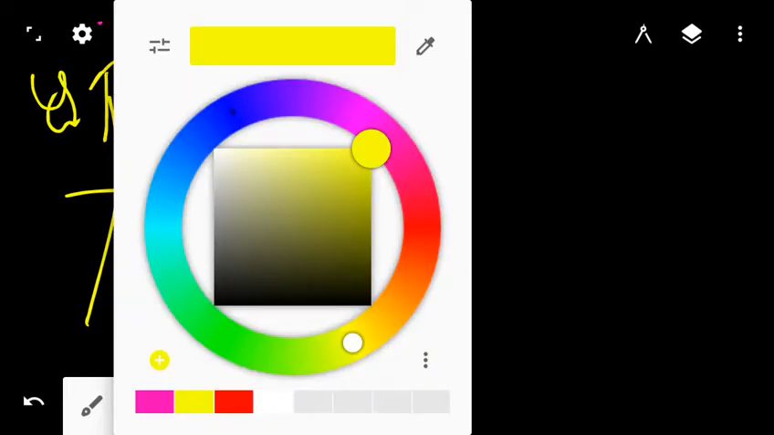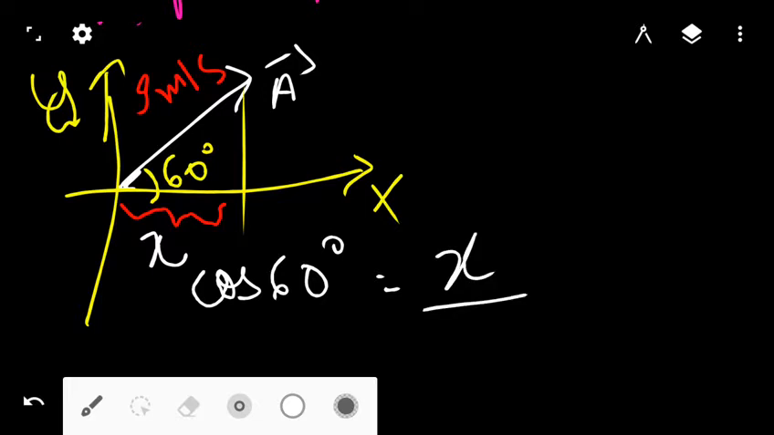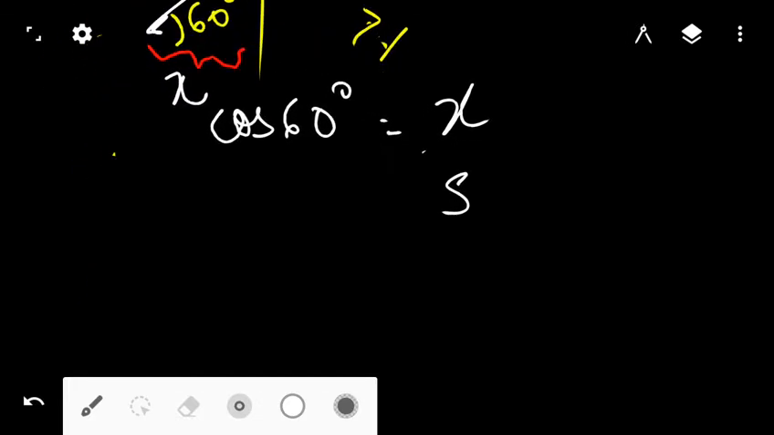So with basic trigonometry, if we know the formula of cosine, cos 60 will be this part, the red part, let's mark it as x. Cos is base upon hypotenuse, so the base is x, and the hypotenuse, that is the magnitude of that vector, is 5. So if we find x, it will be 5 cos 60.